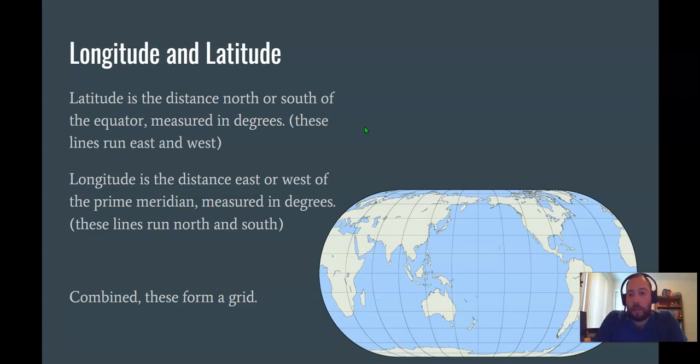But latitude, these are the lines that are running east and west. Then we have longitude. Longitude is the distance east or west of the prime meridian, and it is also measured in degrees. And these are the lines that run north and south. Combined, as you can see on the map here, these form a grid.